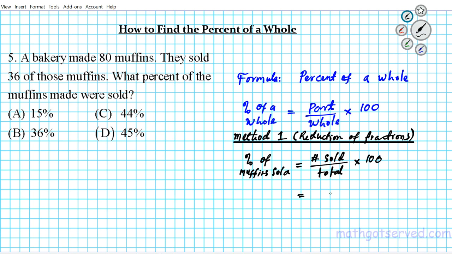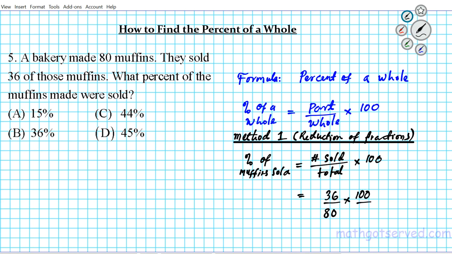So the number sold is what? 36. So 36 divided by the total is 80. So this is the fraction sold, part of a whole. So we're going to multiply this by 100. What does this multiplication by 100 mean? Well, it's just converting your fraction into percent form. But if you divide this using long division, you end up with a decimal, and then you just multiply by 100 to convert it to percent. So how do we reduce this product of fractions?